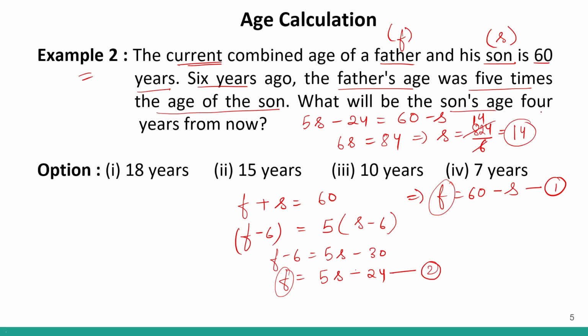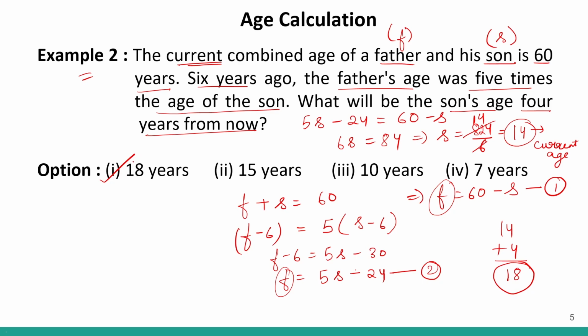Now, in the question, we have to find what will be the son's age 4 years from now. 4 years from now means 4 years after. So, this is the current age of the son. Correct? If this is the current age, for 4 years from now, it will be plus 4, which will be 18. So, 18 years will be the age of the son after 4 years. So, the answer will be option number 1, 18 years. Clear?